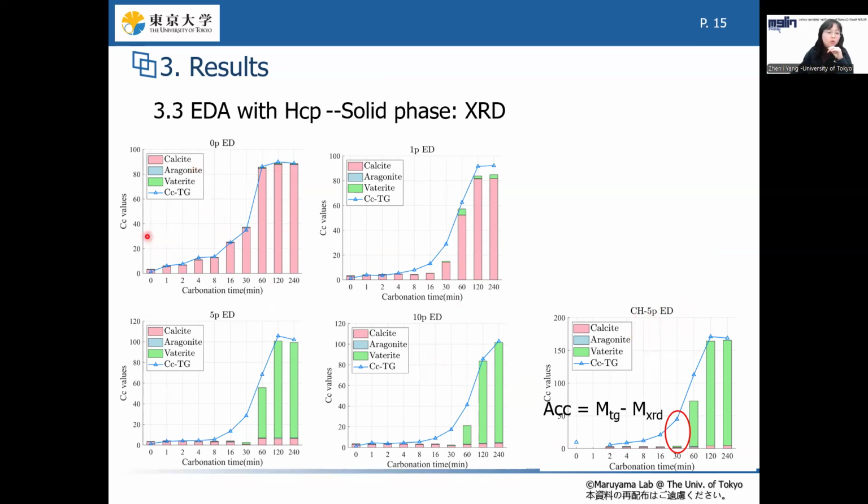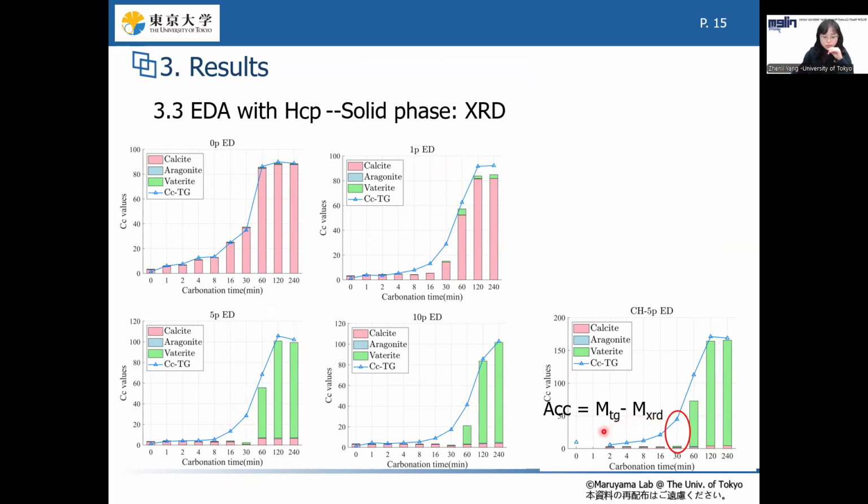In the normal carbonation system, the bar denotes the amount of calcite, aragonite, and vaterite, and the blue line is the amount detected by TG. And here we found these two values are always consistent. So if we add ethylenediamine, we found there's always a gap.